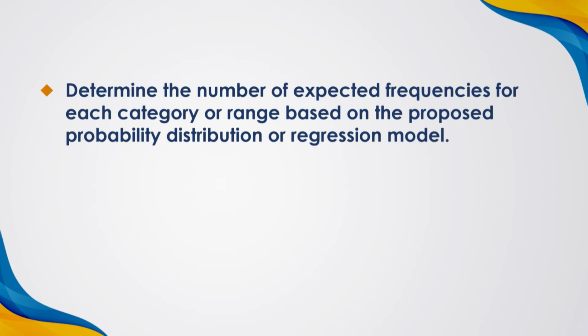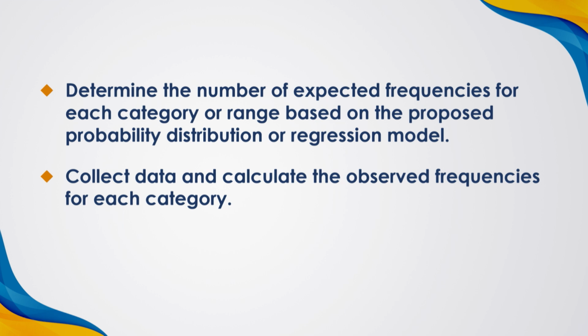Now, determine the number of expected frequencies for each category or range based on the proposed probability distribution or regression model. Earlier in probability distribution, you concentrated on discrete or continuous, whereas here in a regression model, you have to be clear about what type of model you have chosen and how you have fitted the equation. The parameters of the model will play a major role in comparing your observed and expected frequency. Collect data and calculate the observed frequencies for each category.